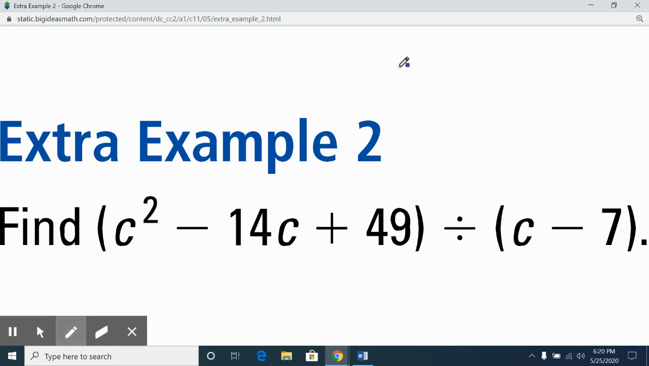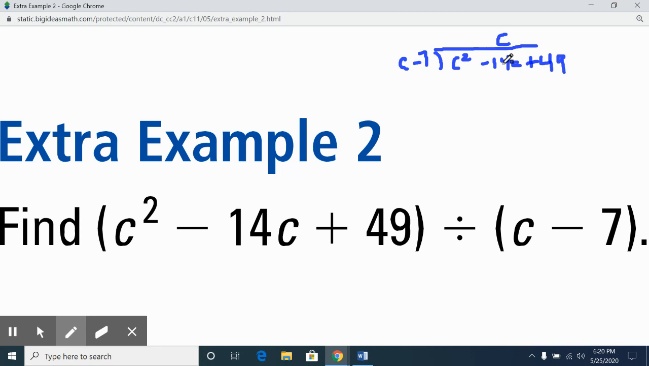Okay, so remember, this is how we would set it up. C minus 7 is being divided into c squared minus 14c plus 49. Okay, so remember, our first step is to say, what is this first term, c squared, divided by the divisor's first term, c? What's c squared divided by c? How many c's are left? 1. We align the like terms in our quotient and our dividend.